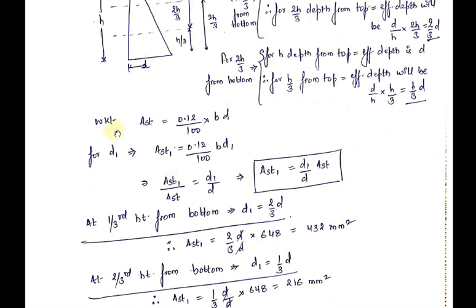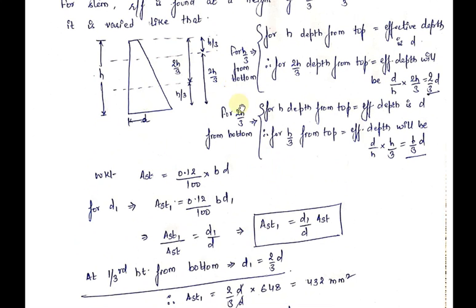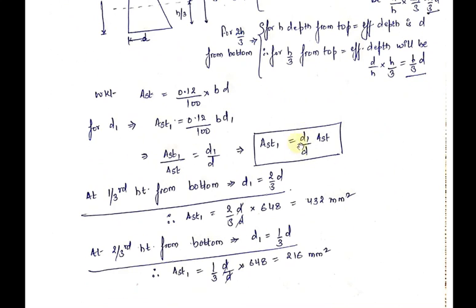Now, we know that AST is 0.12% of the cross-sectional area. Therefore, for D1, the formula of AST will be AST1 equal to 0.12 into 100 divided by 100 into BD1. So if I divide these two equations, I will get AST1 upon AST equal to D1 upon D. So this will give you the formula of AST1 as D1 upon D into AST. Therefore, at 1 by 3rd height from the bottom, the value of D1 is 2 by 3d. So therefore, we will put the value of D1 as 2 by 3d.